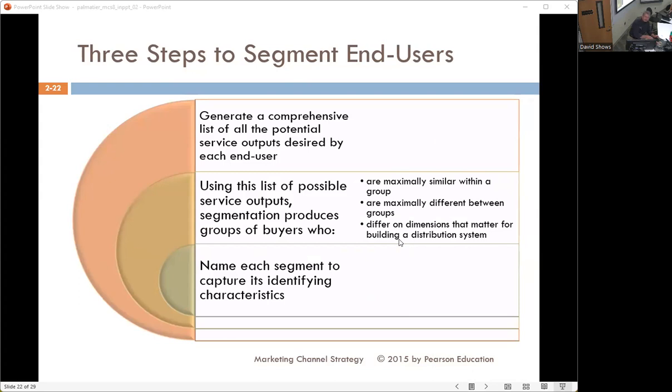Now, can somebody tell me what's wrong with this list? What's wrong with the list? What's wrong with the question?